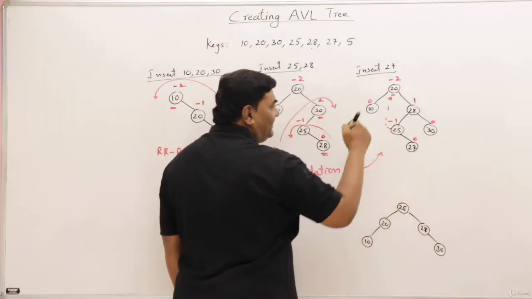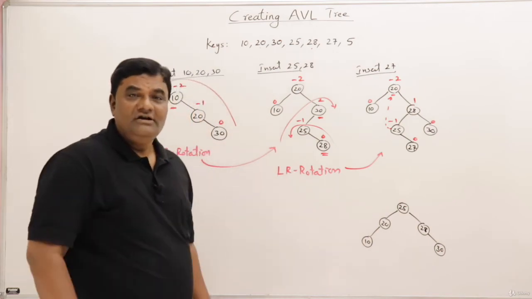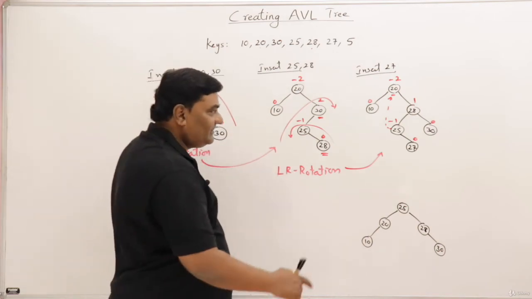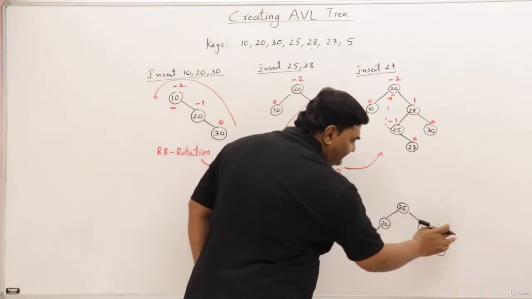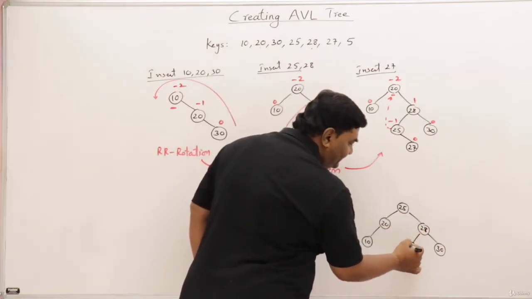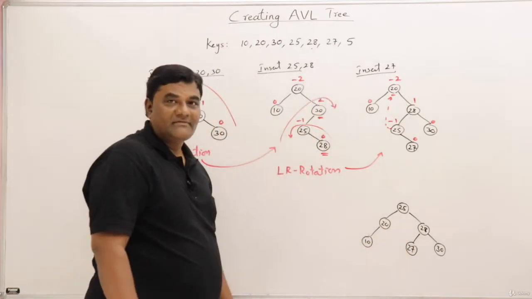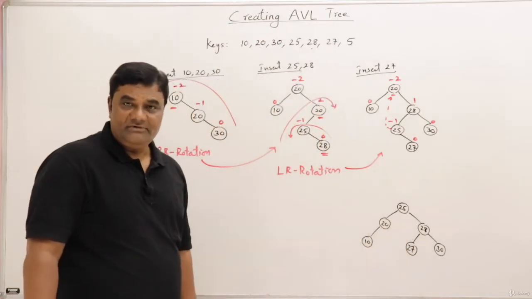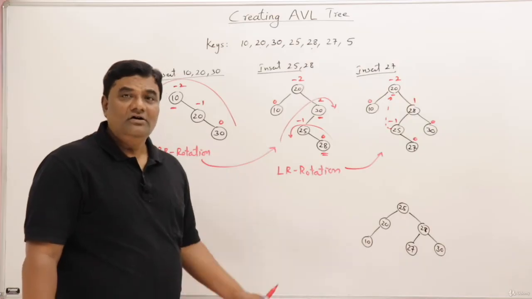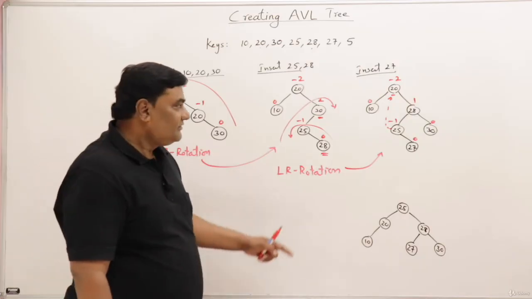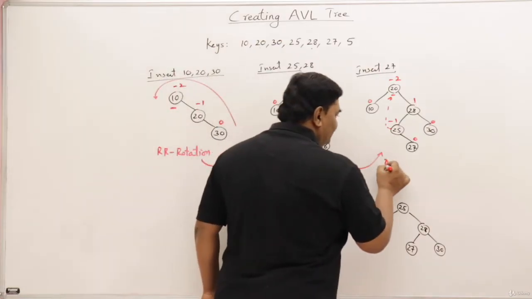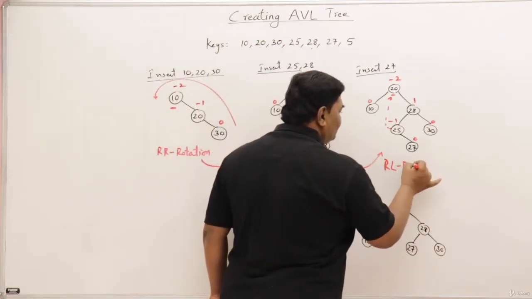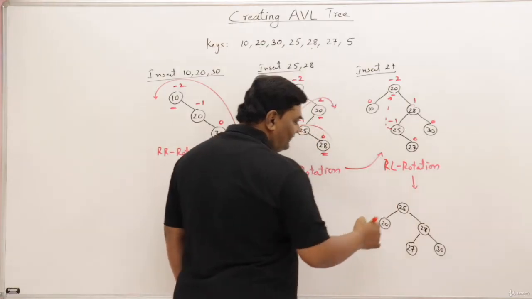When 25 has become the new root, what happens to 27? Its right child, 27, remains in the right subtree only, so it becomes the left child of 28. We have already seen this formula, right? I have already explained this one. So we have performed RL rotation, and this is the result of RL rotation.